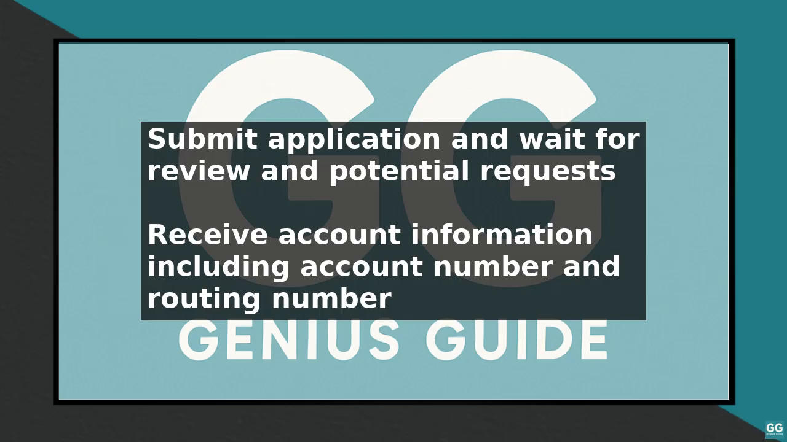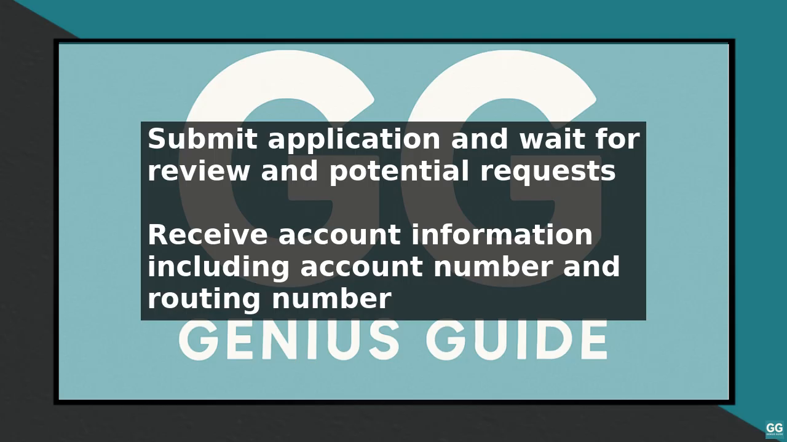Once your application is submitted, Wells Fargo will review it and may request additional documentation to verify your identity. This is a standard procedure to ensure the security of your account. After your account is approved, you will receive your account information, including your account number and routing number. You can then fund your account by transferring money from an existing account, depositing cash or checks, or setting up direct deposit.